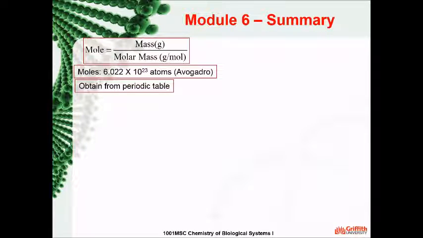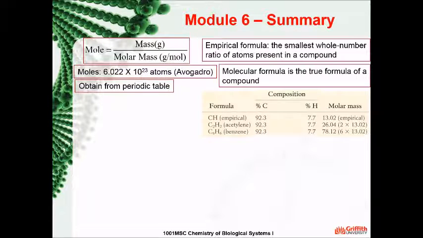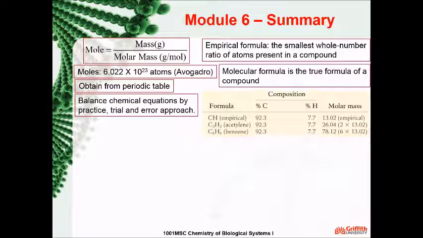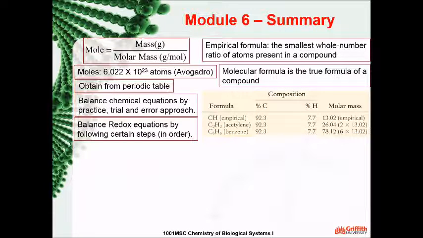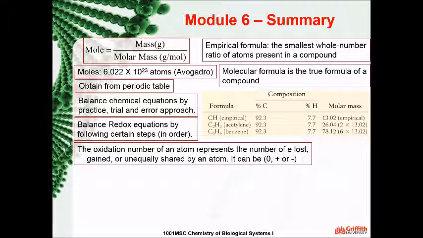The molar mass can be obtained from the periodic table. The formula can be rearranged to calculate the mass or the molar mass if required. After that, we investigated the empirical and molecular formula concepts and gave some examples. In Part 2 of Module 6, we introduced the chemical equations and discussed the importance of balancing those equations. We also discussed the oxidation-reduction reactions and the steps required to balance those. We finished Part 2 by discussing the oxidation number of atoms.